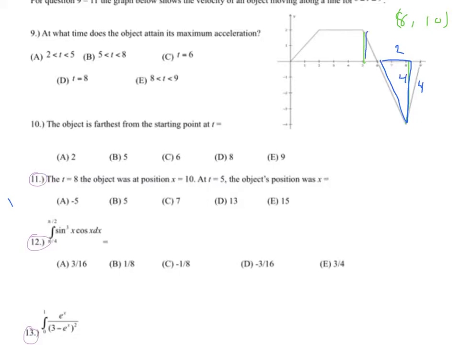The area of this right triangle has a base of 1 and a height of 2. So the area of that right triangle, using 1/2 base times height, will be 1.